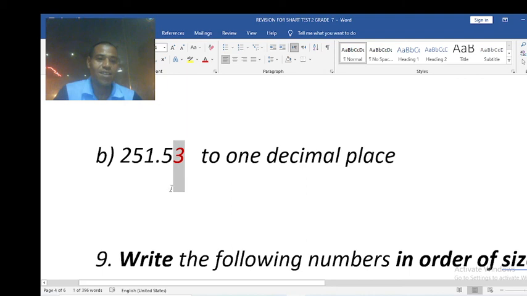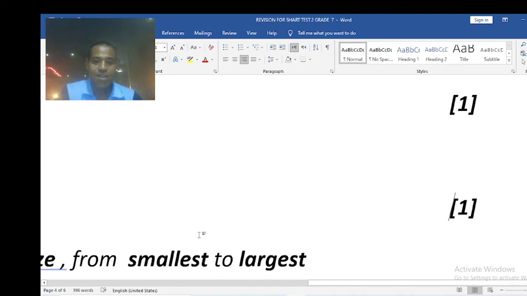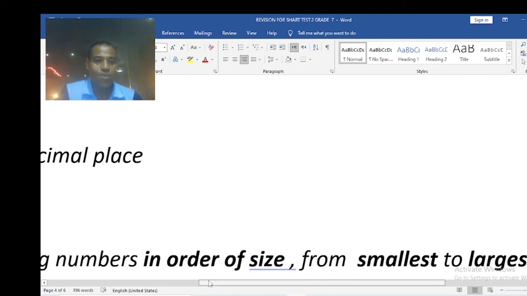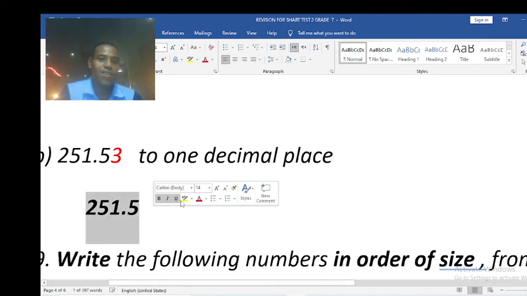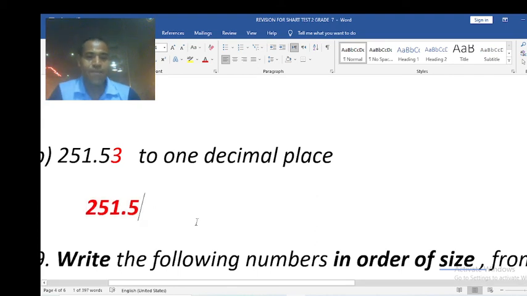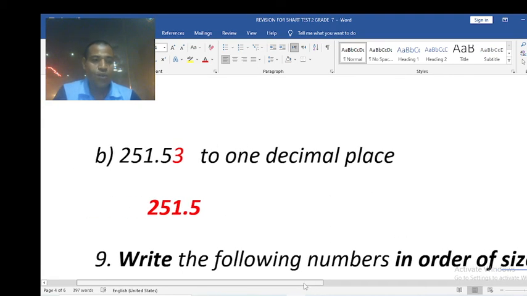So the correct answer is 251.5. Clear? 251.5, simply because 3 is less than 5. So this is the correct answer. Okay, we'll move to the next one.